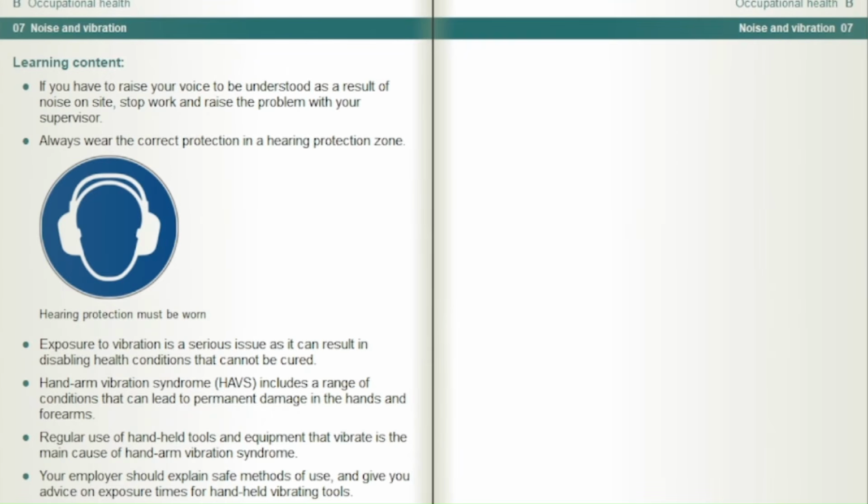If you have to raise your voice to be understood as a result of noise on site, stop work and raise the problem with your supervisor. Always wear the correct protection in a hearing protection zone.